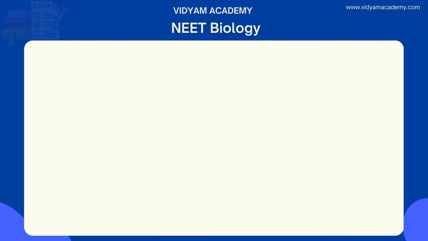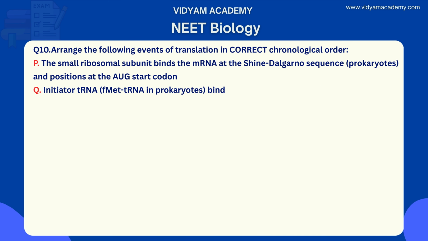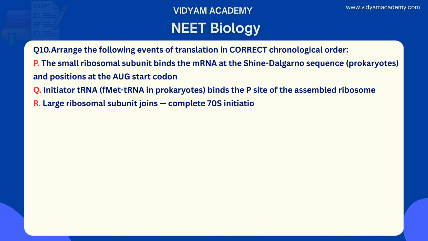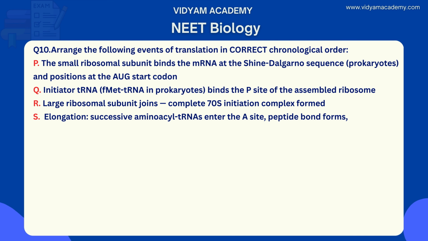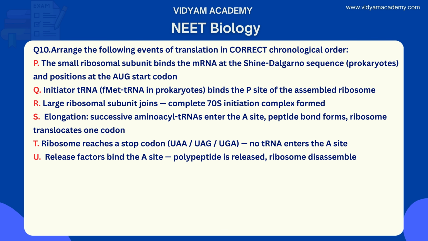The final question of this topic, question 10. Arrange the following events of translation in correct chronological order. P: the small ribosomal subunit binds the mRNA at the Shine-Dalgarno sequence in prokaryotes and positions at the AUG start codon. Q: the initiator tRNA, fMet-tRNA in prokaryotes, binds the P site. R: the large ribosomal subunit joins, and the complete 70S initiation complex is formed.